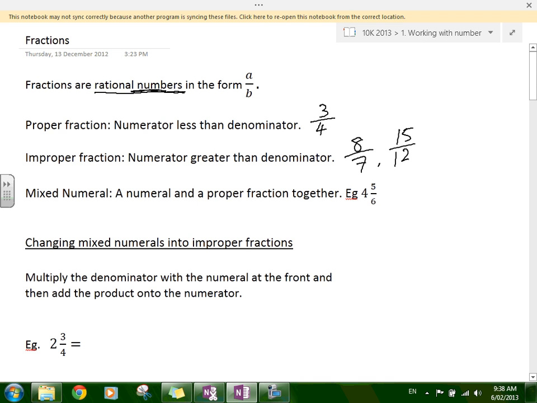And the final one, a mixed numeral, is a numeral and a proper fraction together. So for example, 4 and 5 over 6, or 2 1/2. You can have all sorts of them. It just means the whole number, an integer, can be positive or negative, with a proper fraction after. That's just the way it is. So those are 3 things that we need to remember, and fractions are rational numbers, a over b.